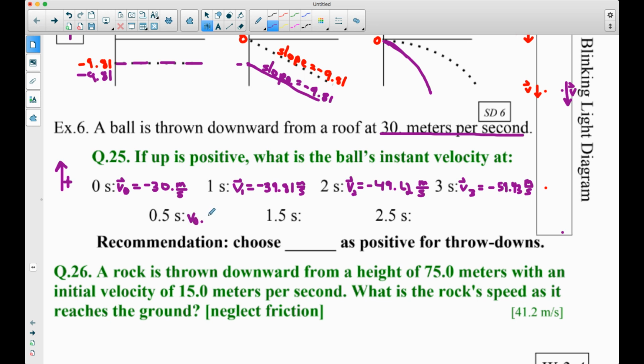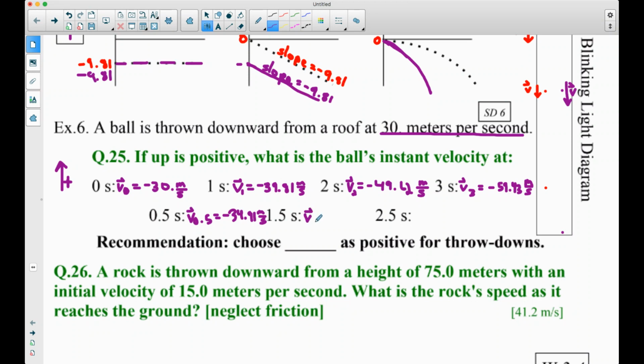Not essential that you know these, but just for completeness and thinking about it, if it's changing 9.81 each second, then each half second it's doing half that. So we'll be at negative 34.91 meters per second. At 1.5 seconds, we'll be about 15 faster than we started.